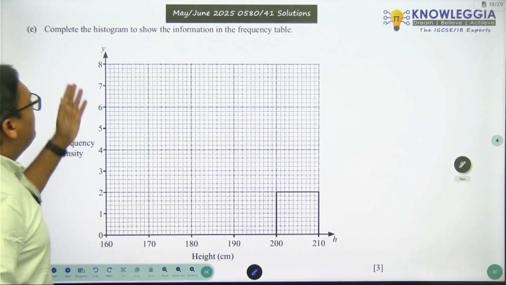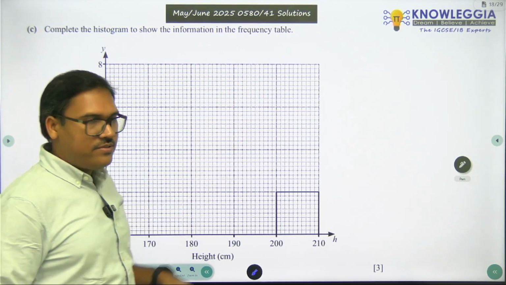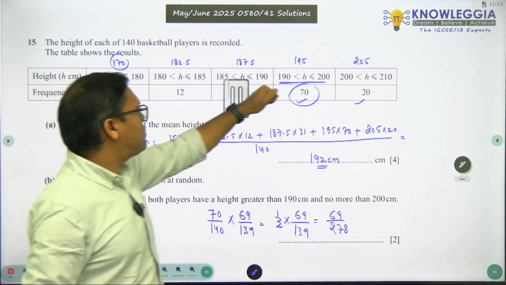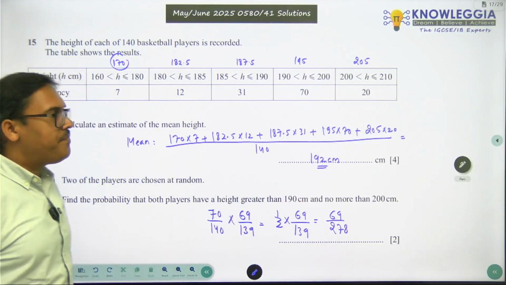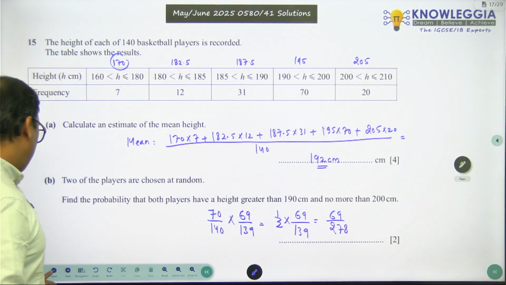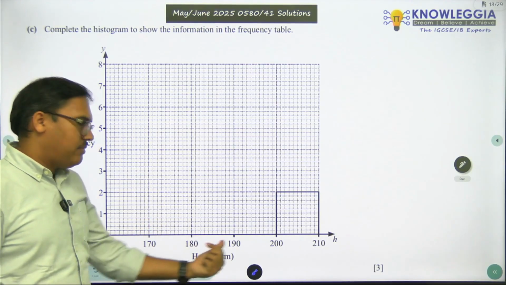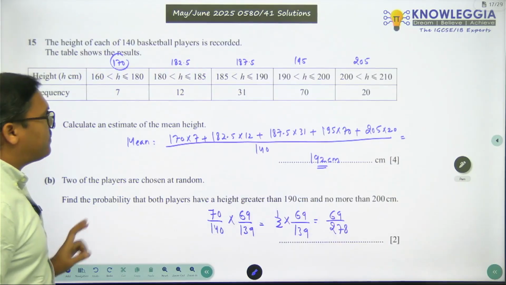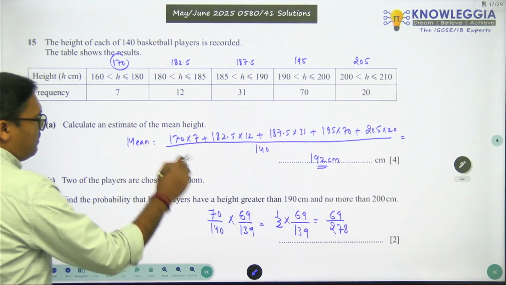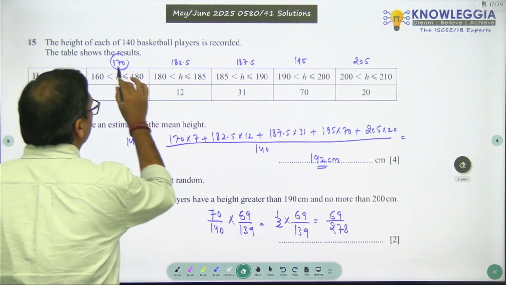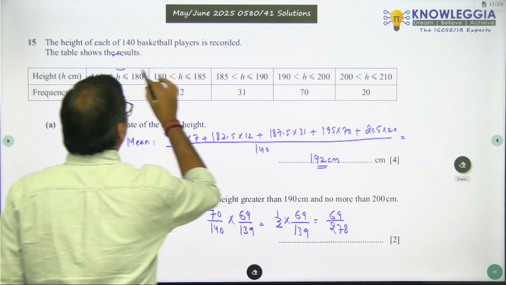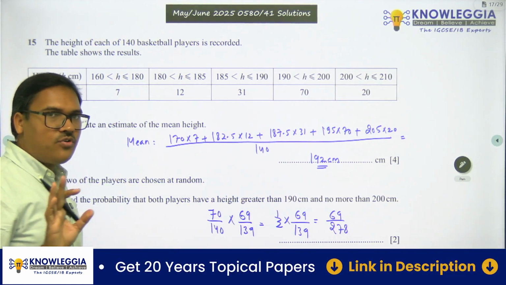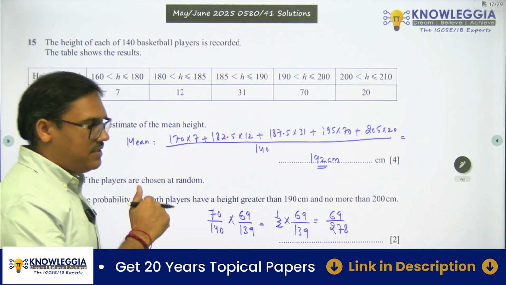Now, complete the histogram from the frequency table. So now you have to complete the histogram for this. For the histogram, they have already given the height on the x-axis. Now you just have to write the frequency density. Why are we using frequency density? Because the class width is not the same here. When the class width is not the same, while drawing the histogram, we plot the frequency density.